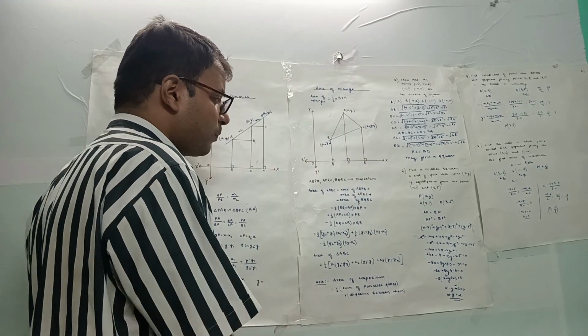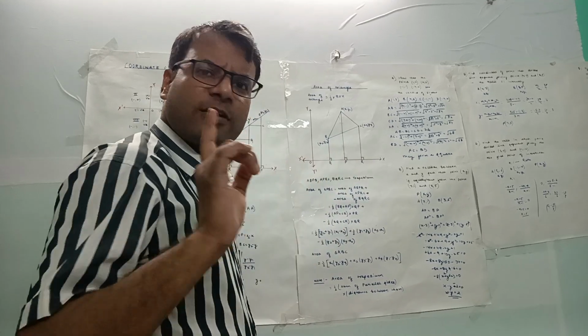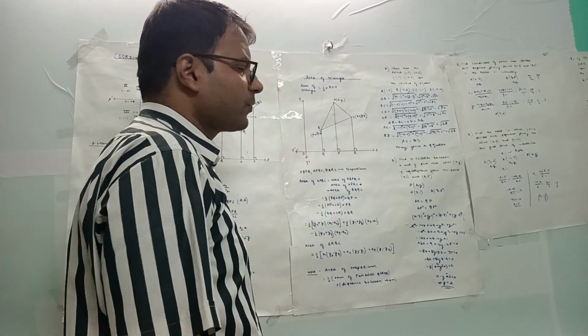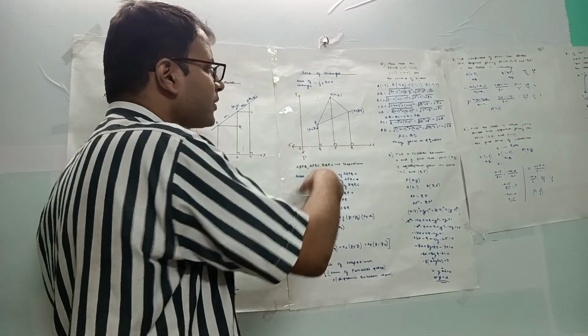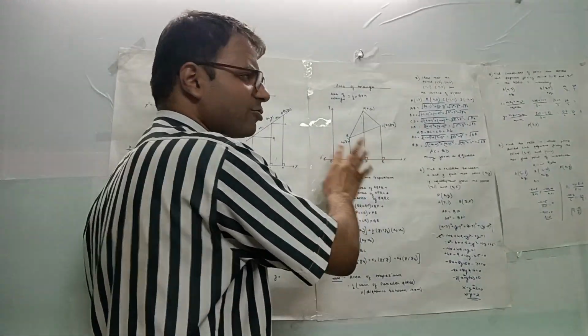Now what is this ABQP? BQ is parallel to AP, with only one pair of parallel sides. AB is not parallel to QP. This is a trapezium, because a trapezium has one pair of parallel sides. Similarly, APRC and BCRQ are also trapeziums.